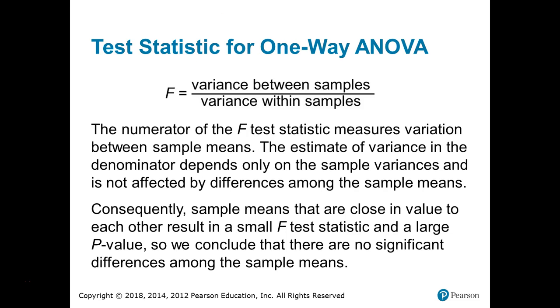So the numerator of the F test statistic measures variation between sample means, which is why you would want them to be relatively close together. And the estimate of variance in the denominator depends only on the sample variances and is not affected by differences among the sample means. So consequently, sample means that are close in value result in small F statistics and a large p-value.